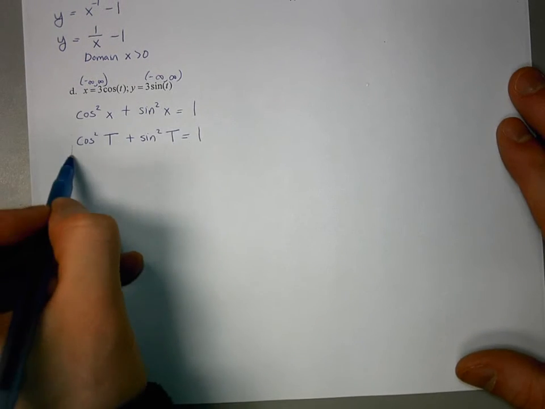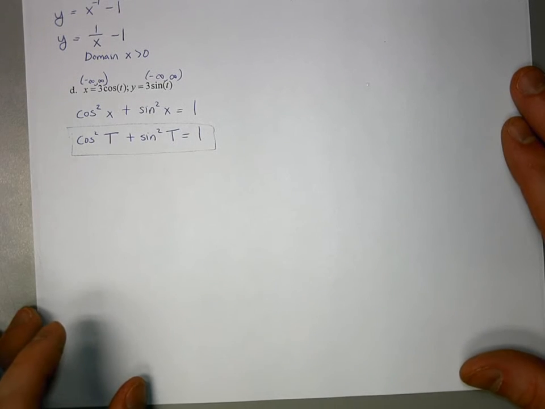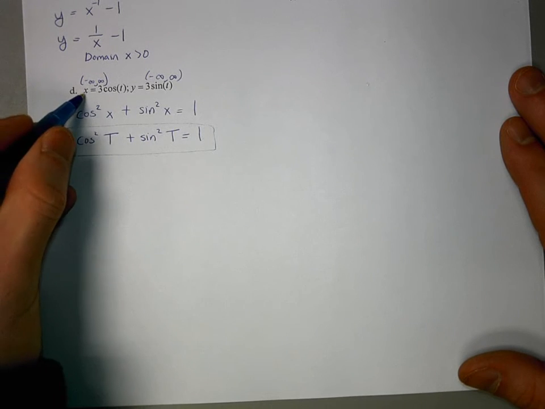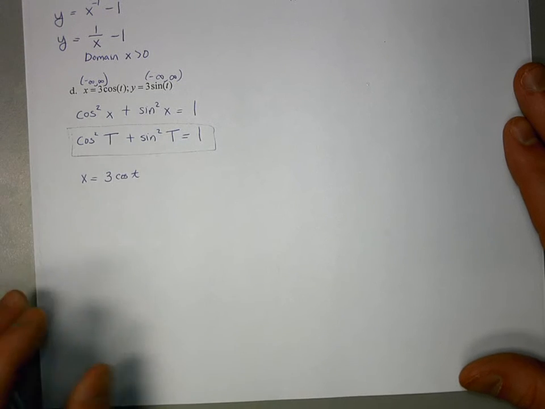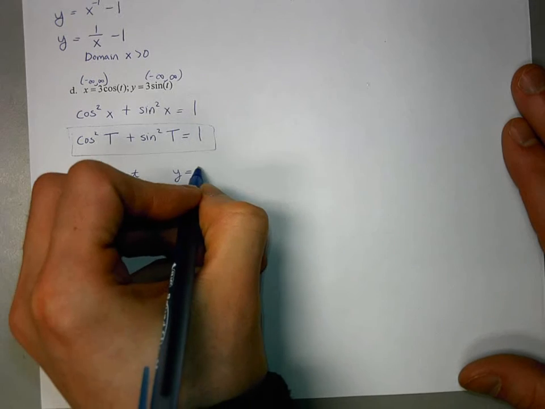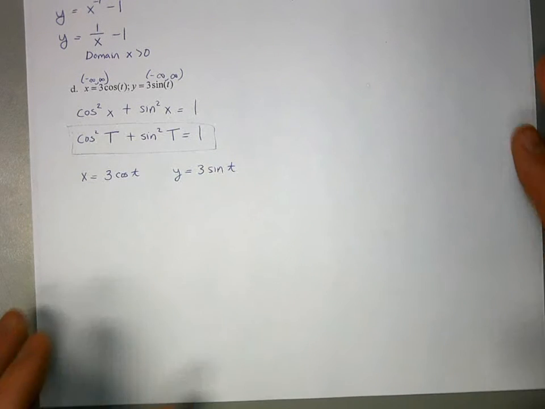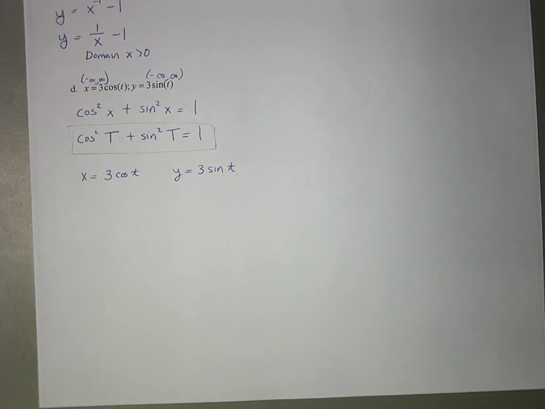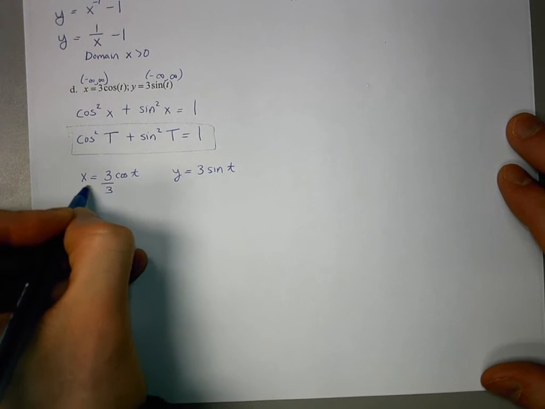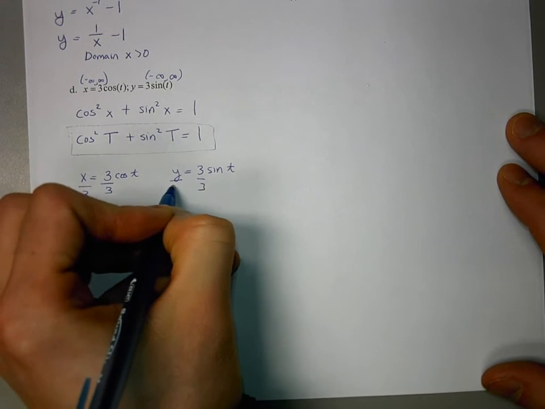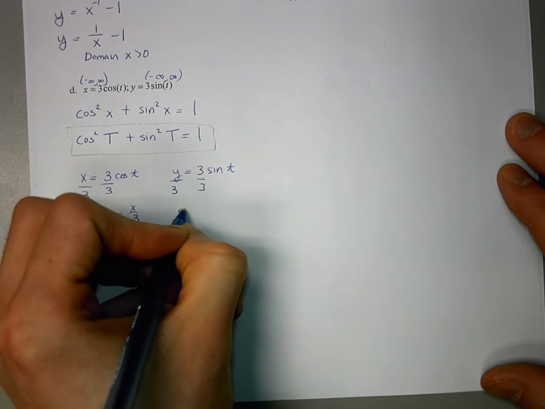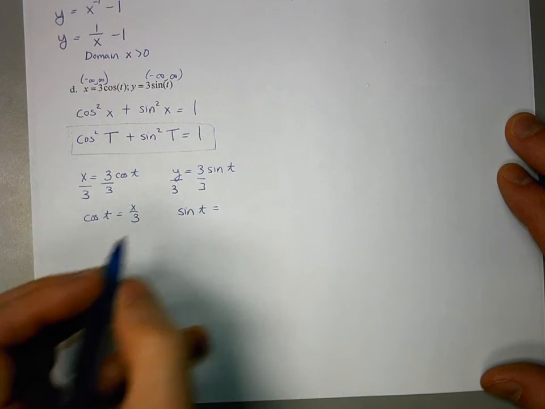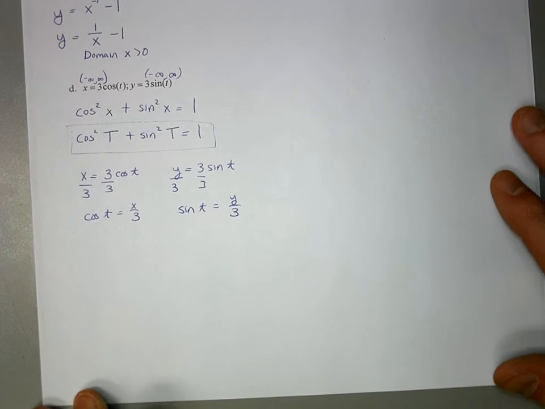Once I've got this relationship down here, cosine squared of t plus sine squared of t is equal to 1, I can use what I've got up here. I know x is equal to 3 cosine of t, and I know y is equal to 3 sine of t. And I want to start by getting just sine and cosine by itself. So we'll divide both sides by 3. So the cosine of t equals x over 3, and the sine of t equals y over 3.